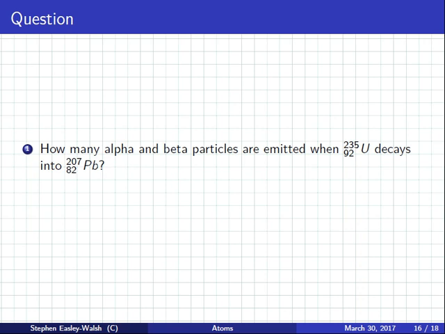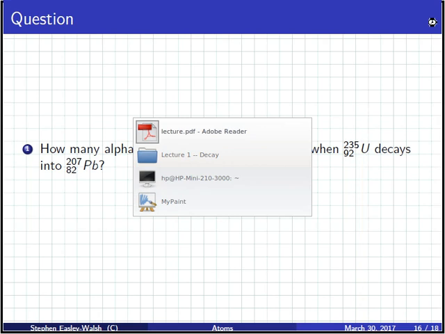How many alpha and beta particles are emitted when this decays into that? You wrote it down? Okay. Have you got that idea? Yeah, okay. So we start off with U-235, and what is it, 92? It releases an alpha and it releases a beta.